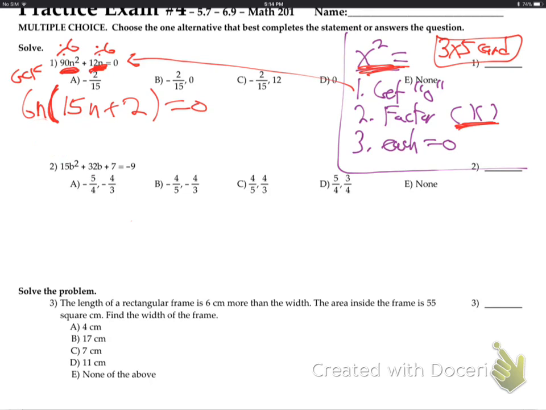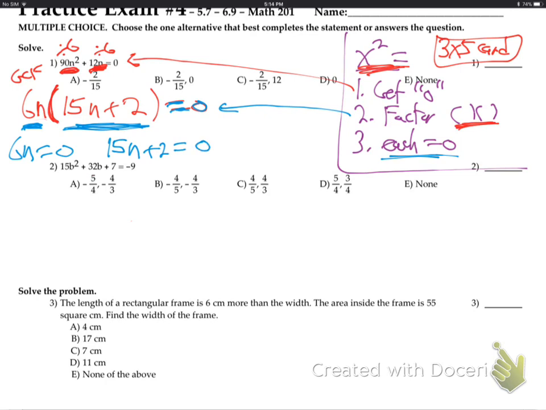So that's step number 2, factor. Step 3, each one gets their own 0. Why? Because those parentheses mean multiply, 6n times 15n plus 2. If 2 things multiply and they equal 0, that means either one could be 0. When you times 2 things, if one of them is 0, the answer will be 0. So either the 6n or the 15n plus 2, either one could be 0.